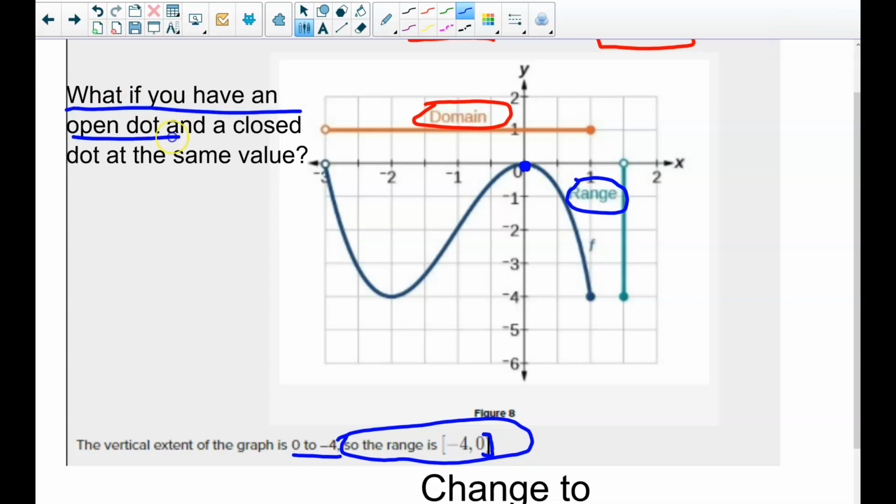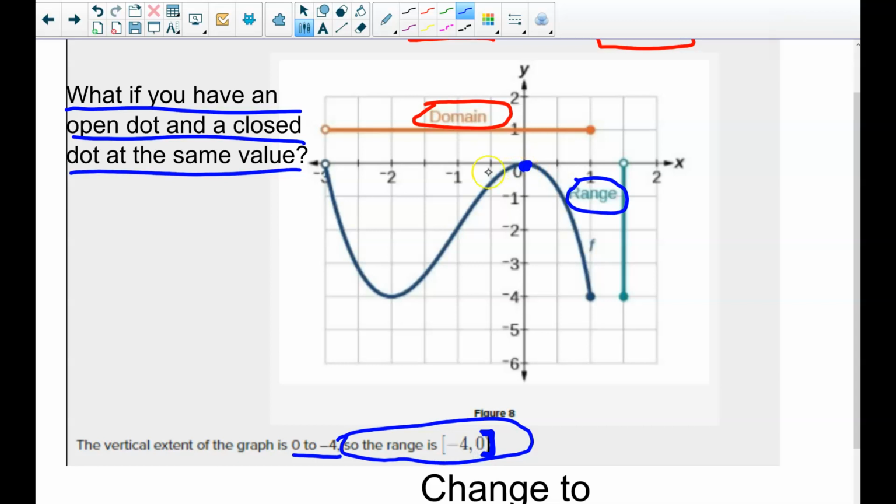So it says, what if you have an open dot and closed dot on the same value? We go with a point that's on the line. Since this is a point on the line, it's a closed dot, it's included. So when I look at my range here, I also need a bracket around 0 when I'm listing this out. So it's from -4 with a bracket included, because that's included on the point, to 0, and there's a bracket around that one as well, because that's a point that's included on the graph.